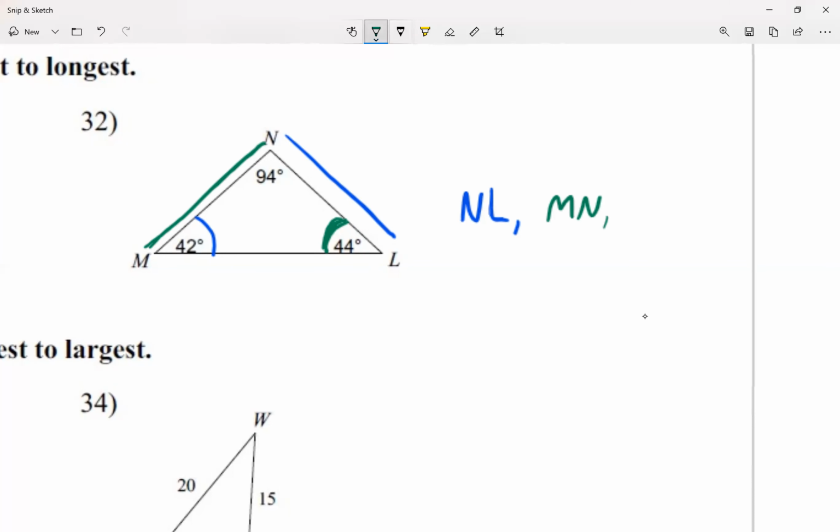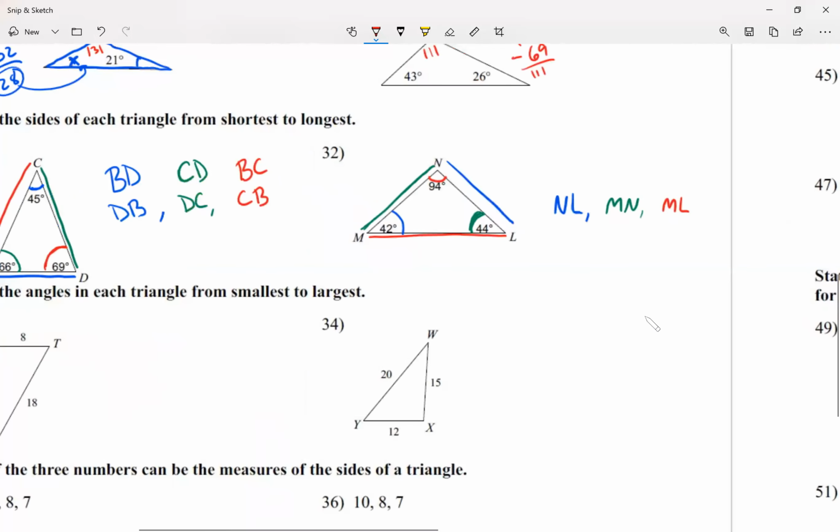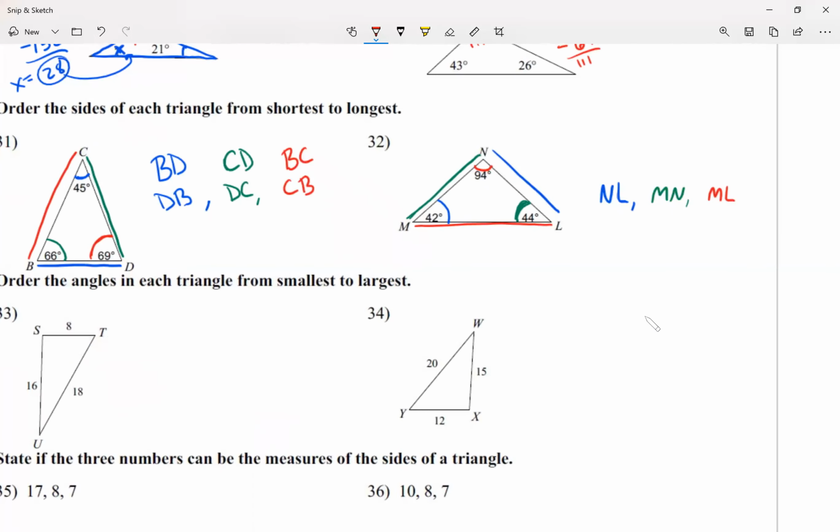Now, the biggest side, I find the biggest angle is 94. That is opposite to this side. So the biggest side will be ML. If you call it LM, you're okay. Number 31, I wrote all my possible choices. Number 32, I just wrote one. You just had to choose one, okay?